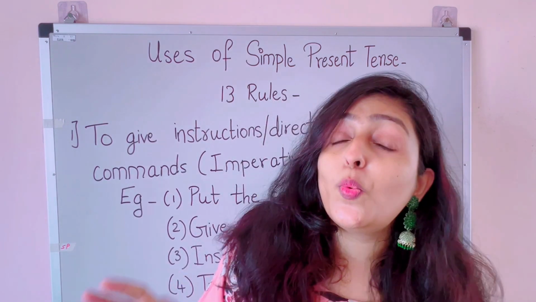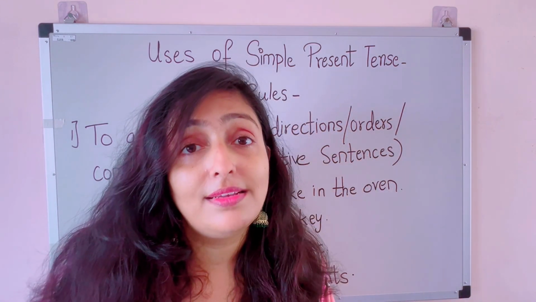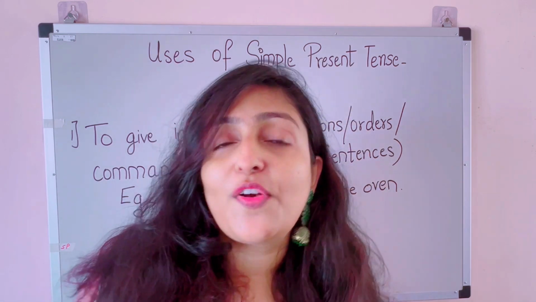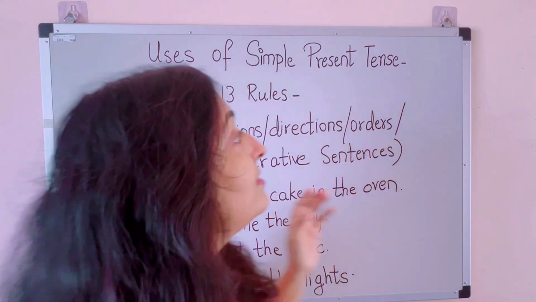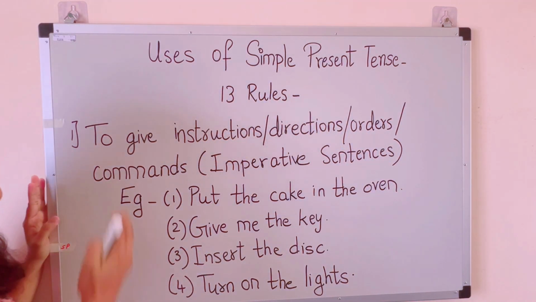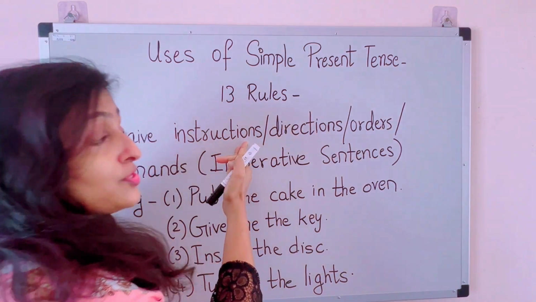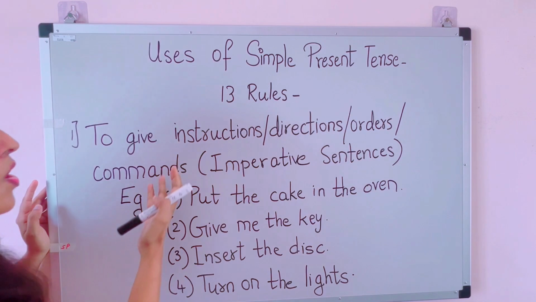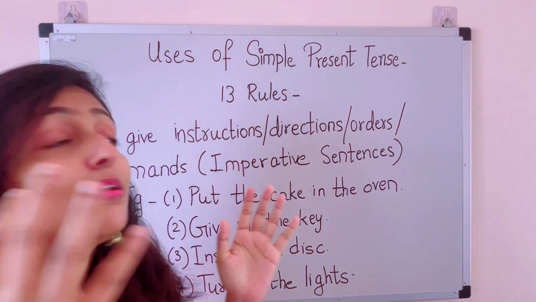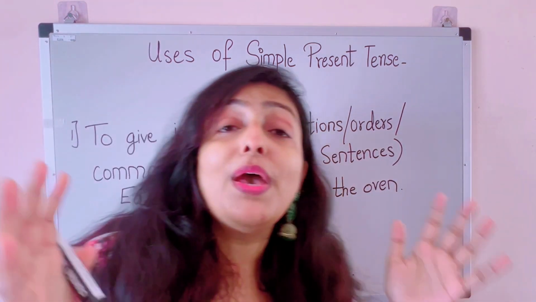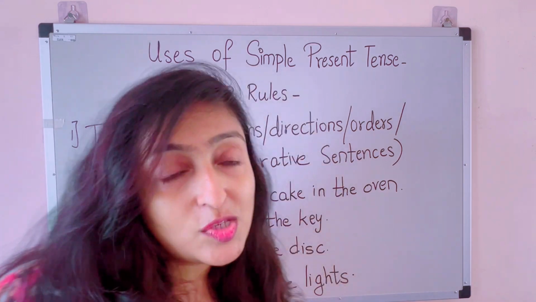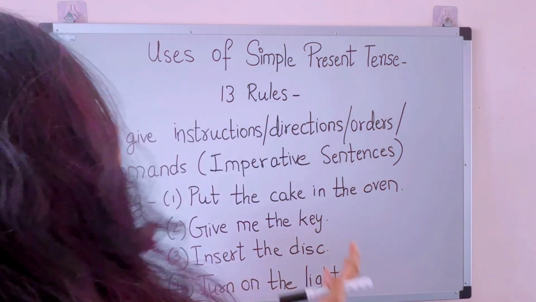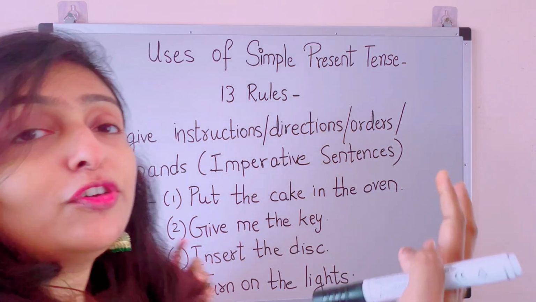Now, when do we actually use simple present tense? I have got 13 rules for you. And the first one is here. That is to give instructions or directions or orders or commands. We can call them imperative sentences. So what are these types of sentences? What is imperative? To instruct someone.